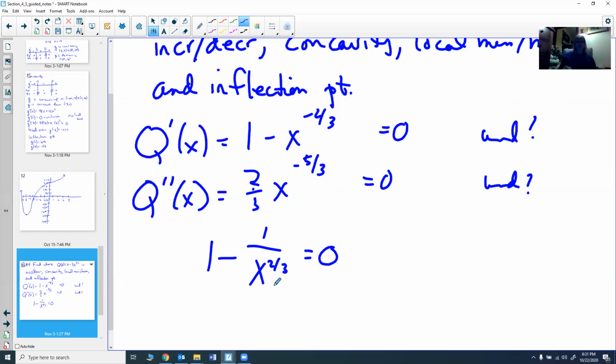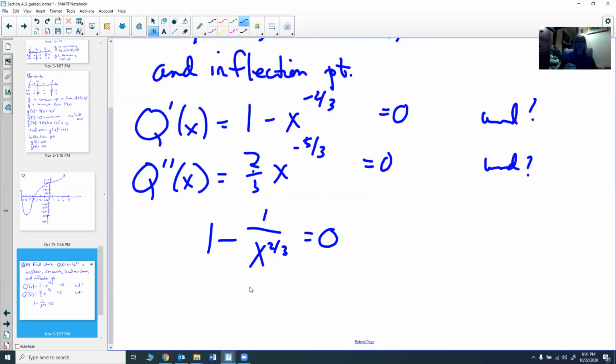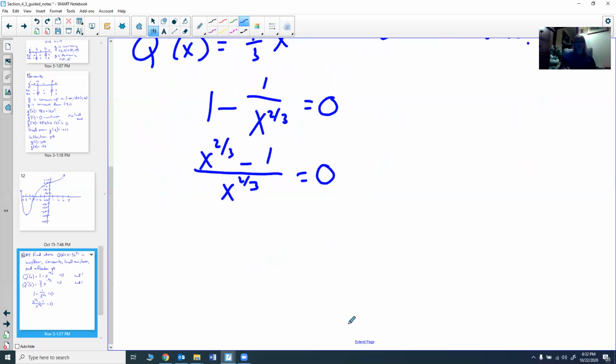equals 0. Well, that won't ever equal 0, right? Because if you were to combine that into one single fraction, you can have x to the 2/3 minus 1 over x to the 2/3 equals 0. Well, that would mean that x to the 2/3 minus 1 equals 0. So it will actually equal 0. So that means x to the 2/3 equals 1. So that's going to equal 1 when x equals 1.